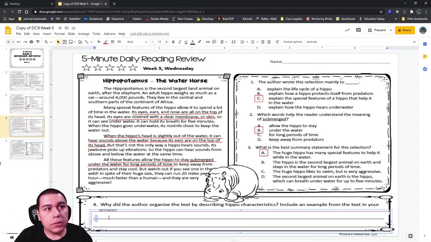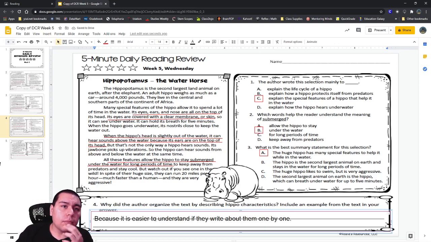We can put, why did the author organize the text by describing the hippo characteristics? Because it is easier to understand if they write about them one by one. Yes, ma'am.